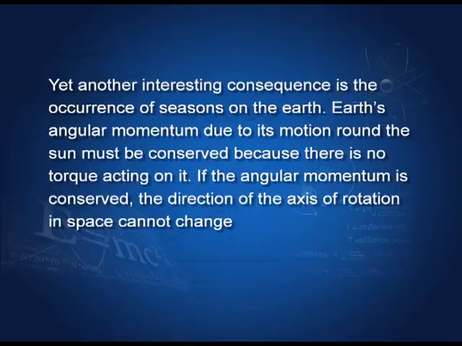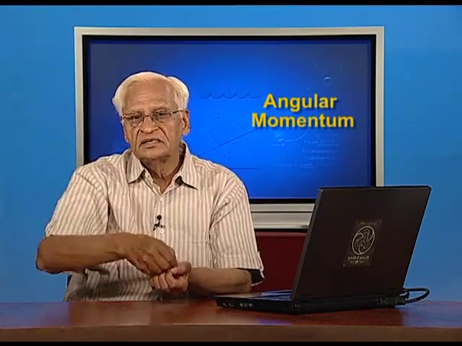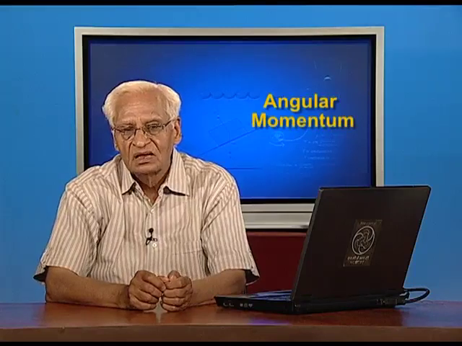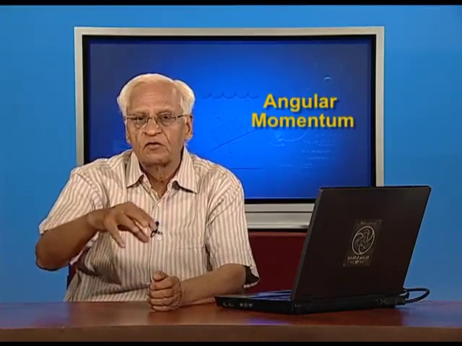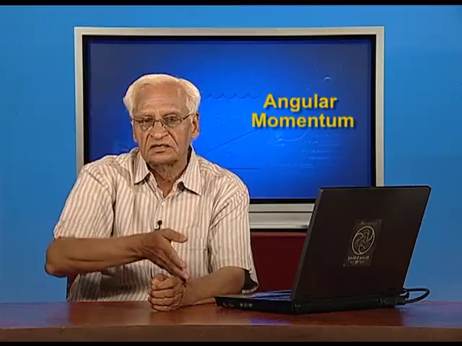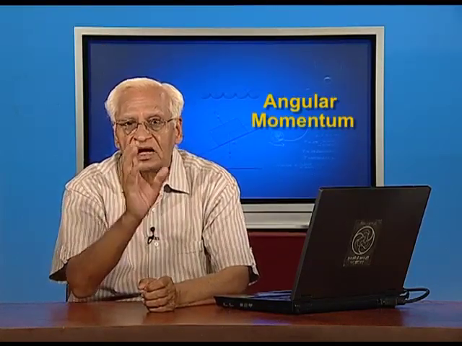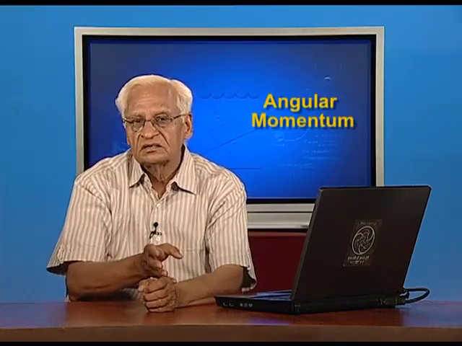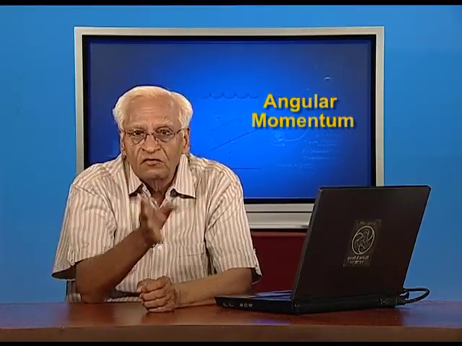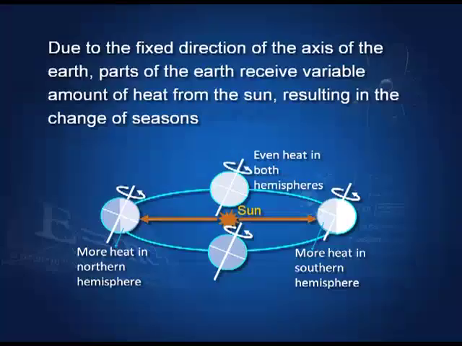If the angular momentum of the earth is conserved, it means that the axis of rotation always points in the same direction in space, because any torque on it would change the angular velocity and therefore the axis of rotation. If there is no torque acting on the earth, the angular momentum is conserved and the axis of rotation of the earth in space always points to the same direction. The result is this, I have shown here. Earth, as it goes around the sun, its axis always points in the same direction.